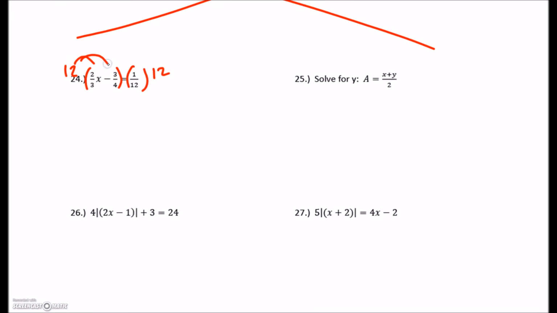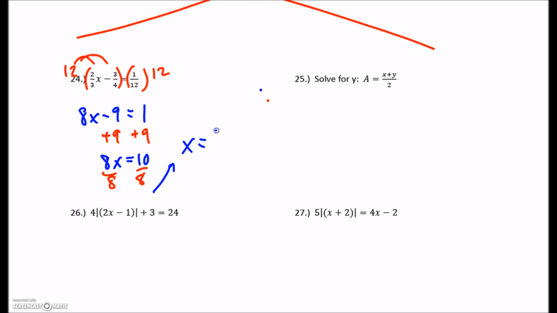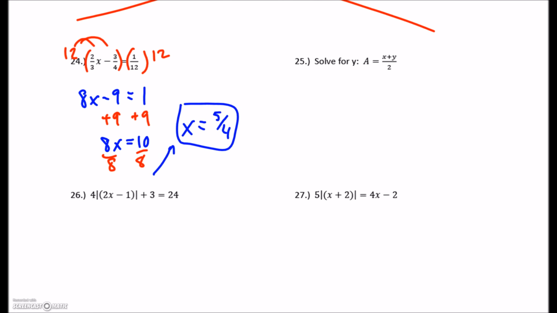Over here, I have to distribute. And watch the magic that happens here. 12 times 2/3, it's like dividing by 3, which is 4, and then times 2. That's an 8x. This is going to give me a -9 equals 1. All the fractions are gone, and now this is a really easy equation to solve. I add the 9 to each side, and I divide by the 8. So I find out pretty easily once I get rid of those fractions that x equals, that's going to reduce to 5/4. Okay?